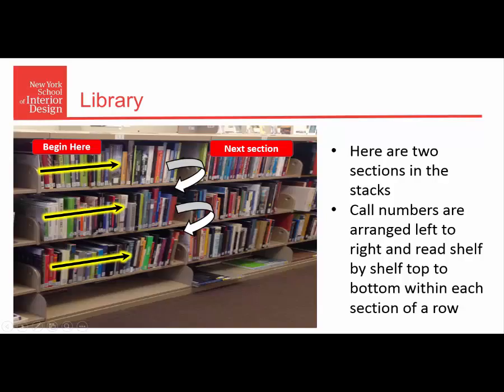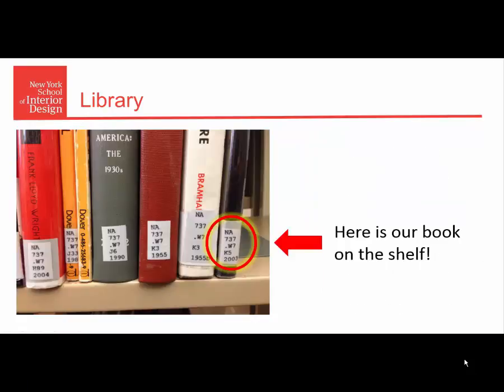This image shows two sections in the stacks. Remember that call numbers are always read left to right, shelf by shelf, top to bottom, within each section of the stacks. Knowing more about call numbers, it's now easy to find a book on the shelf. Please always ask us if you need assistance.